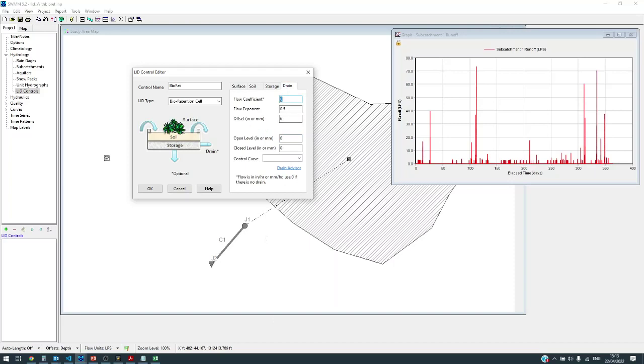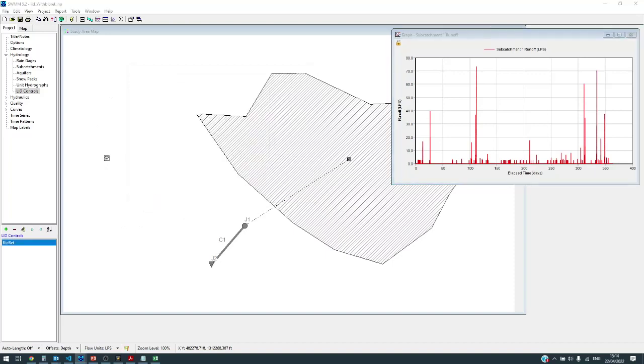Then we need some sort of drain at the bottom. So the flow coefficient is really, in this case, I believe it is more or less trial and error. But let me start with something like 0.05. Offset 6 millimeters, that is from the bottom, it's 6 millimeters above. So if you like, you can make it zero, but let's leave it as it is. So now we have defined our LID control.